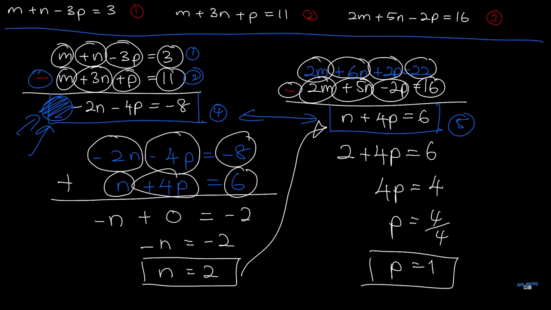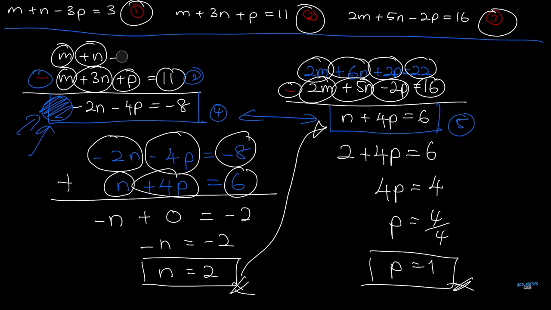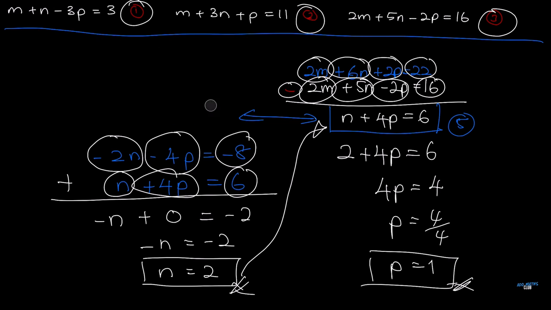Now, I can actually go to any one equation, equation 1 or equation 2 or equation 3. Substitute the values n equals 2 and p equals 1, and I will get the answer. Now, I'm going to show you how to do that as well. So, let me clear this.